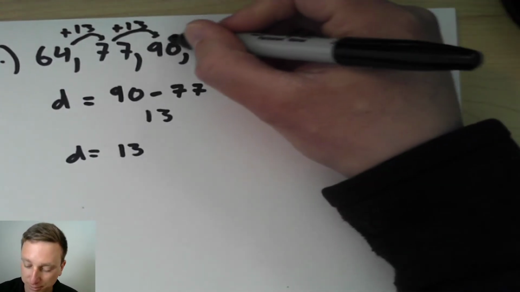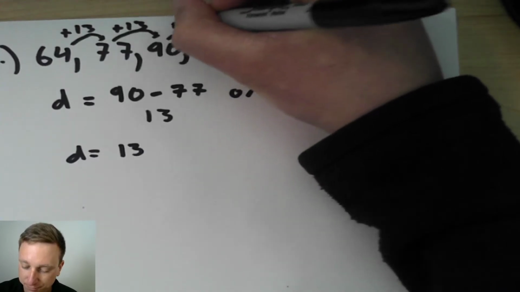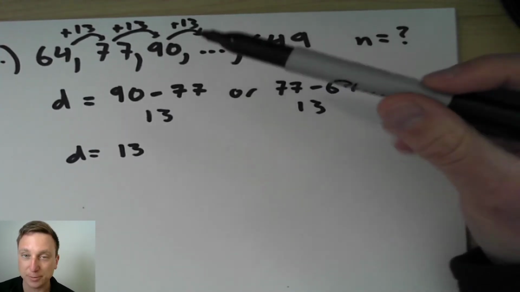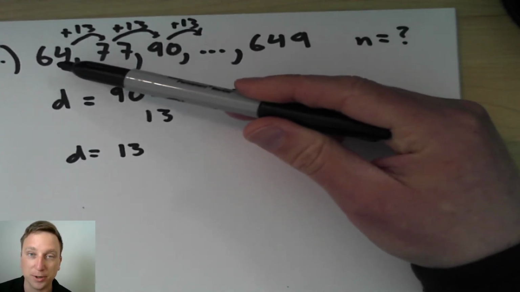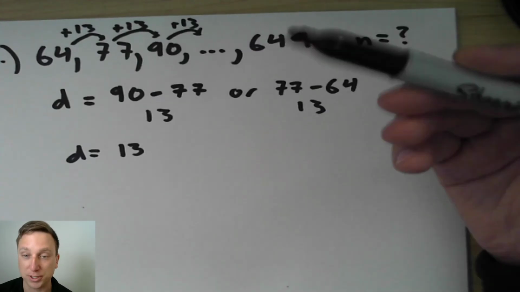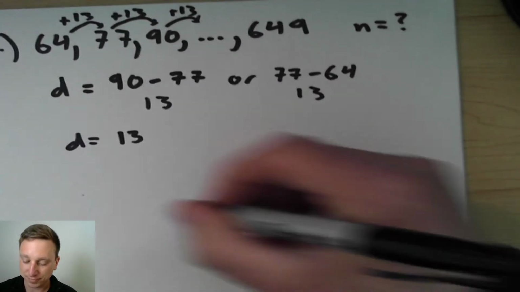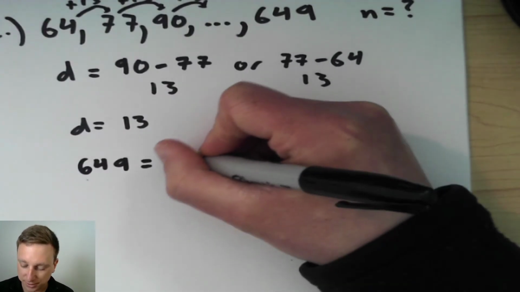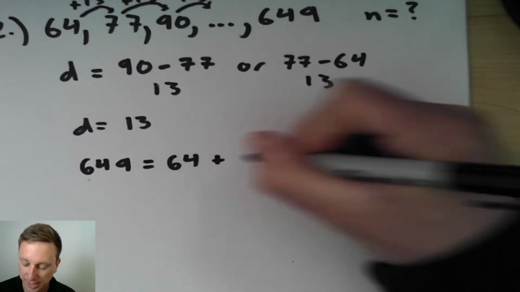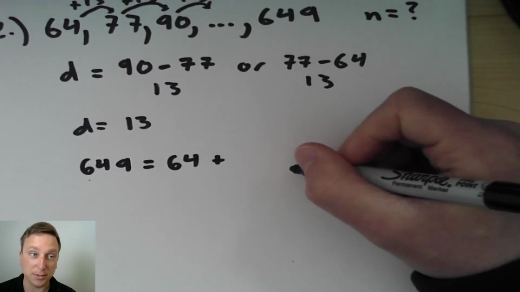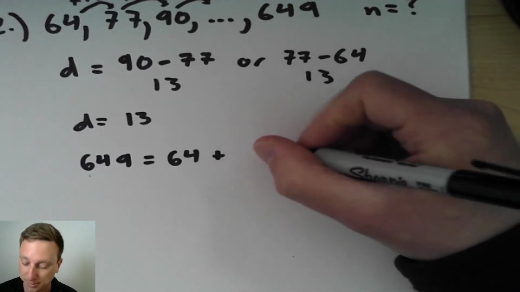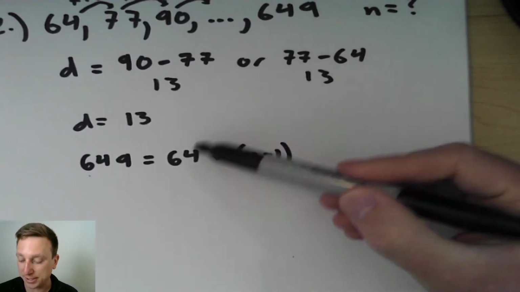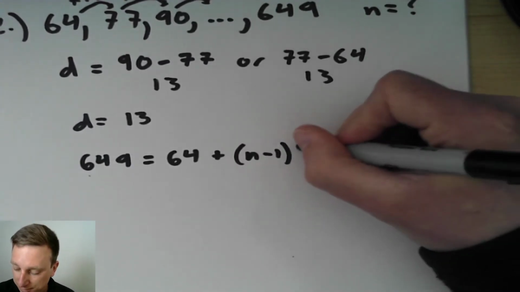If I were to go to the fourth term, which would be 103, to get from the first term to the fourth term, I add the difference 3 times, because I'm already counting the first term here. I don't want to double count it and say I add 13 4 times. So what I want to think about here is that 649 is the result of starting at 64 and adding 13 some number of times. What we want to find is how many times that is. So we say n minus 1 because of how the pattern's built. It's always 1 less because I already have the first term counted here.